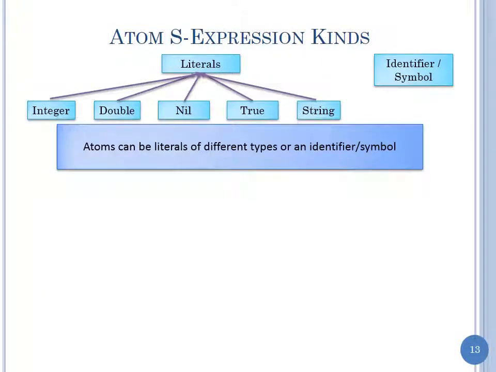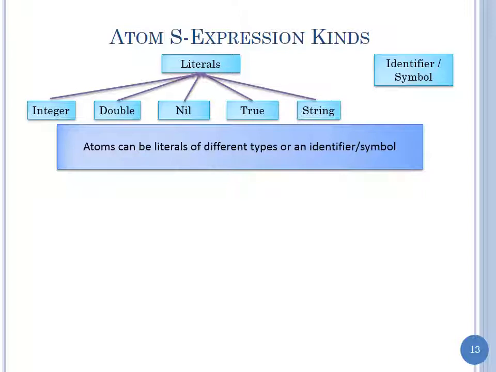Okay, so let's start with the atom SExpression kinds. We're going to divide our world into literals and identifiers or symbols. Literals are values. Identifiers and symbols are names for something else. We don't mean them literally. We're just giving them names. A function name, f, we mean something that f holds rather than f itself. So the true value in Java is an identifier that represents a literal. You can't make that a variable, but you can create a variable called t that holds a true value or any other kind of value.